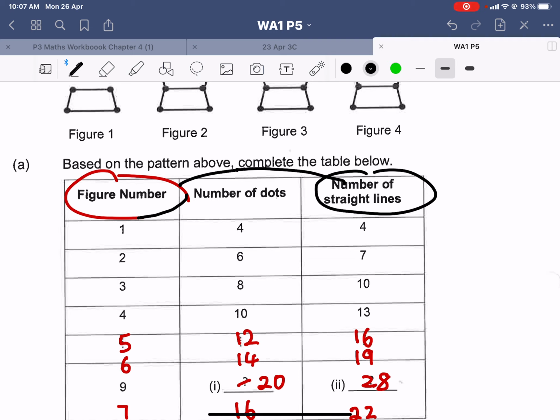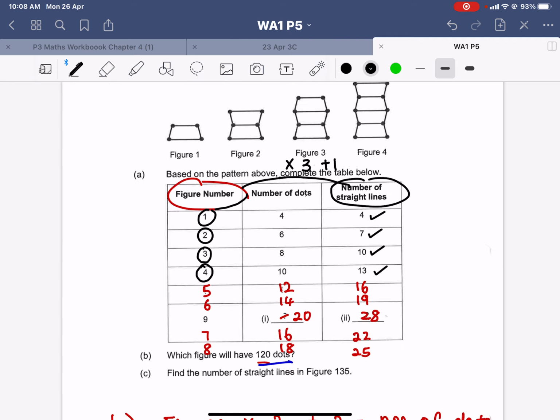This pattern is actually figure number times 3, then plus 1. So let's try. 1 times 3 is 3, 3 plus 1 is 4. Right, it seems to work. Figure number 2, 2 times 3 is 6. 6 plus 1, 7. Seems to work also. Next, figure number 3. 3 times 3 is 9. 9 plus 1, 10. Works also. Figure number 4. 4 times 3, 12. 12 plus 1, 13. So this pattern works.